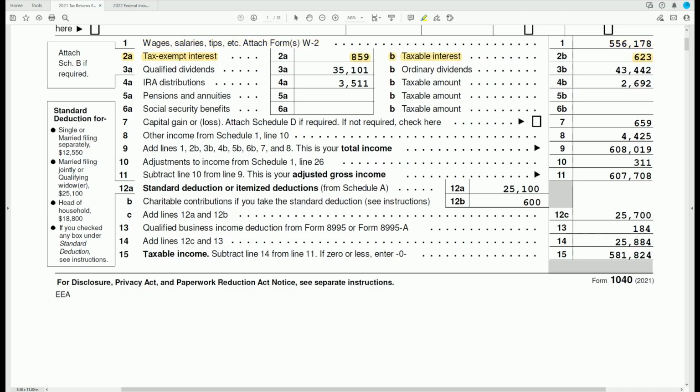Line 2A, 2B will tell us if they received non-taxable municipal or taxable interest income within taxable brokerage and bank accounts. If the taxable interest number exceeds $1,000, this may indicate a large cash, money market, CD, or other fixed income position within their non-retirement accounts for further investigation.